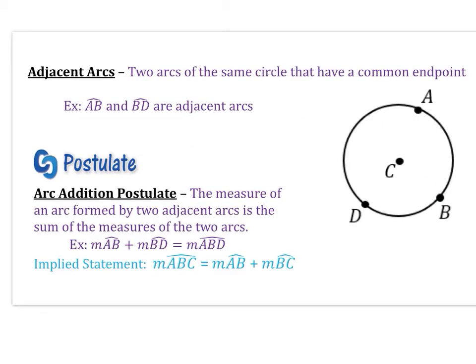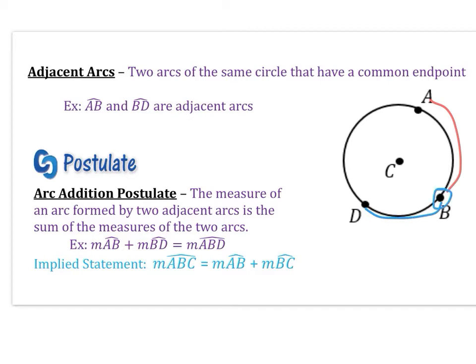All right, so the next vocabulary we have is adjacent arcs. Just like we had adjacent angles, those are angles that are next to each other, sharing the same vertex point. We have adjacent arcs, and that's when two arcs of the same circle have a common endpoint. Example, we have arc AB, and it is sharing an endpoint with BD right here at point B.